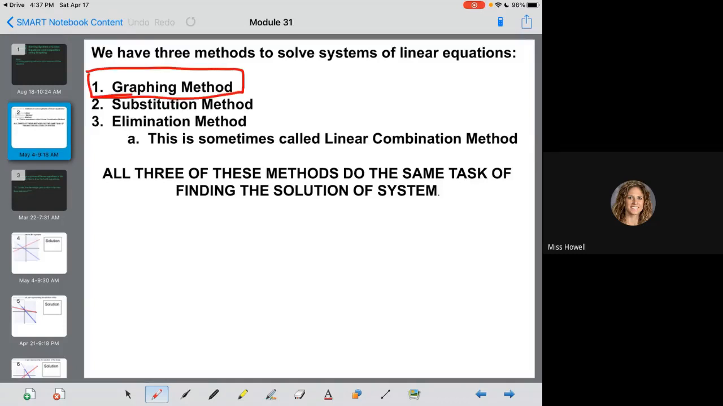So we're going to be looking at this top method, how we go about graphing a system and finding the solution or solutions to that particular system. For today, we're going to start with our linear equations. And later on in this unit, we'll look at how to solve our systems of linear inequalities using our graphing method.